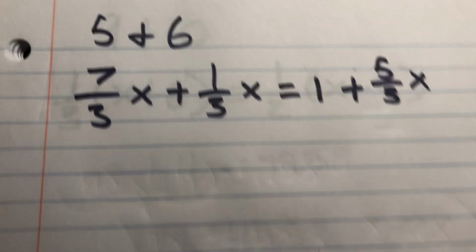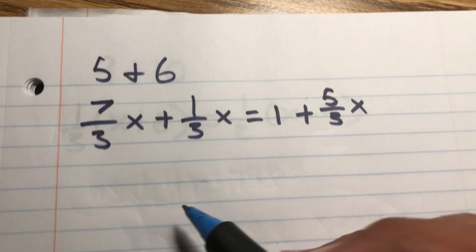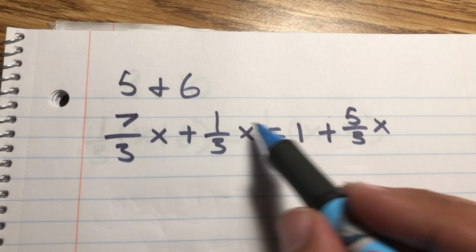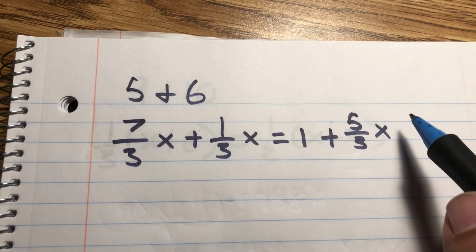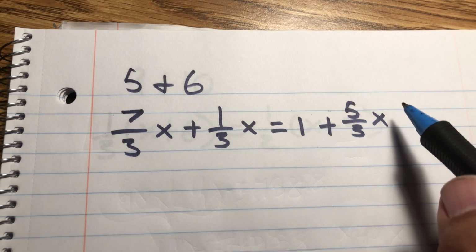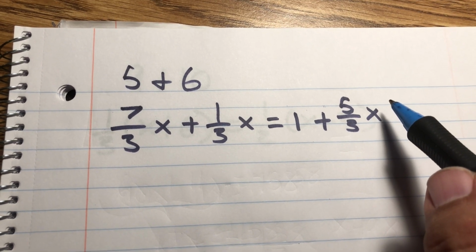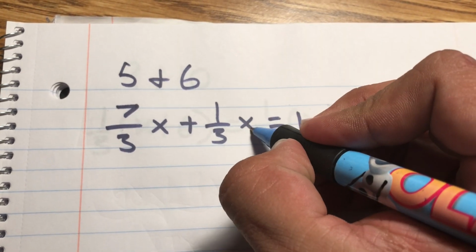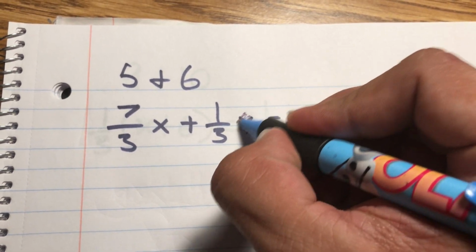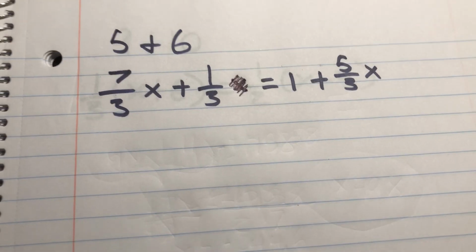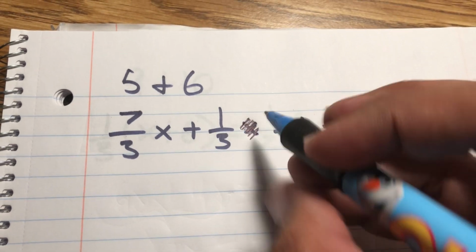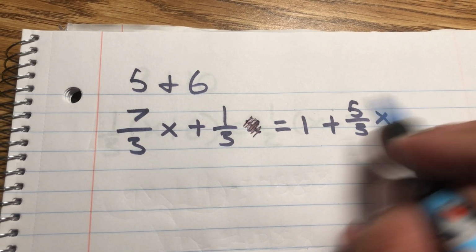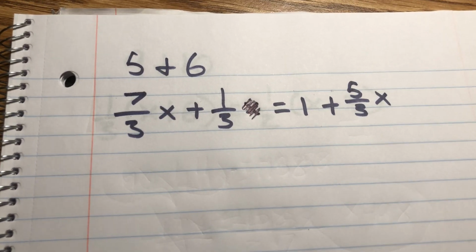So question 5 and 6 is going to be up here. Again, we're left with a lot of fractions. Now, I don't think this has an x, so I'm going to get rid of this x. So you're going to have things with x's and numbers that don't have x's.